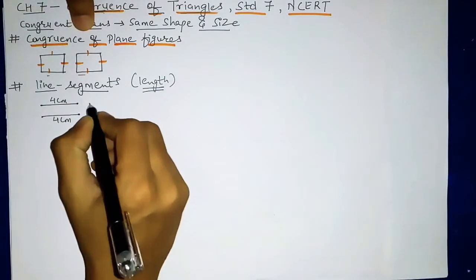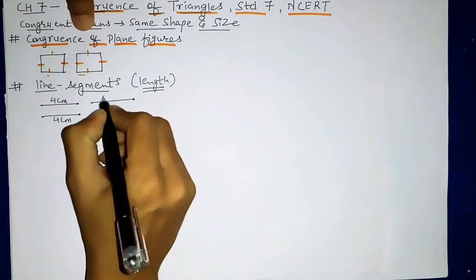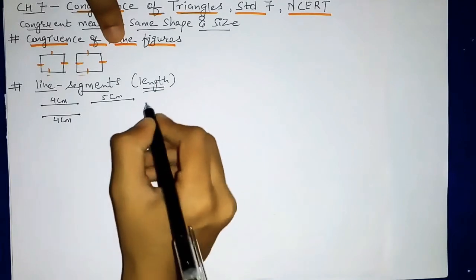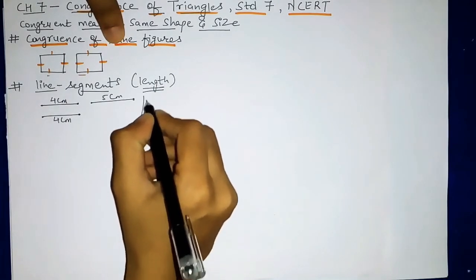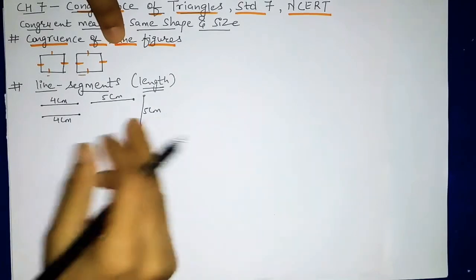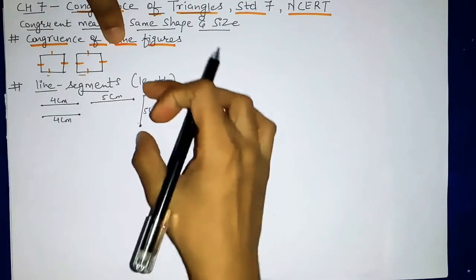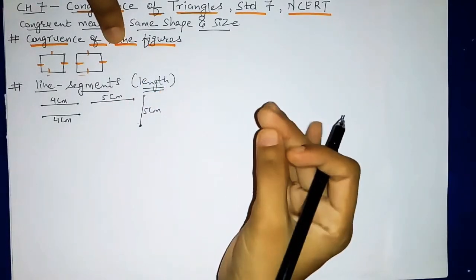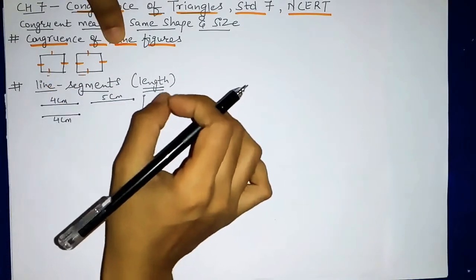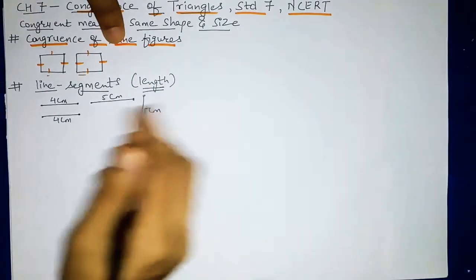You can take other examples. For example, this line segment is of 5 centimeter. दूसरा line segment जरूरी नहीं है कि हमको ऐसे ही draw करना है, हम ऐसे भी draw कर सकते हैं. Suppose ये है दूसरा line segment, this is also 5 centimeter. So these both line segments are also of 5 centimeter, so they are also congruent. So this is in case of line segments. So line segments में we will compare the length should be same.